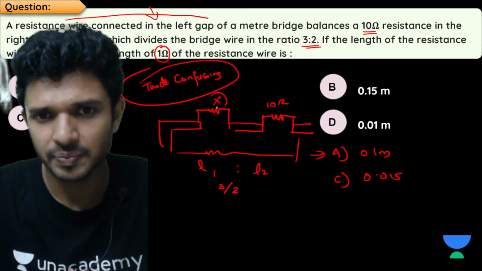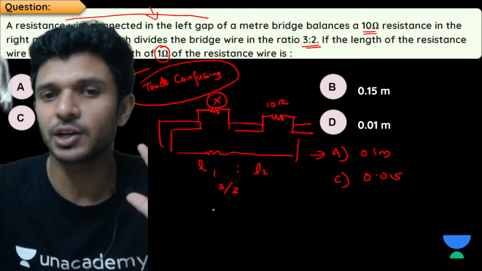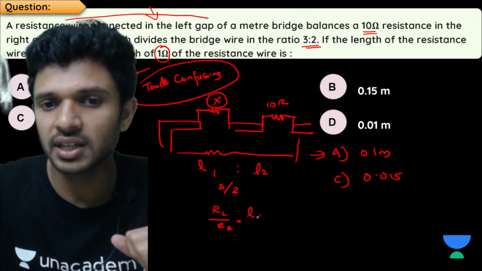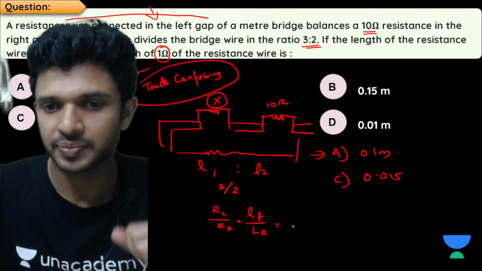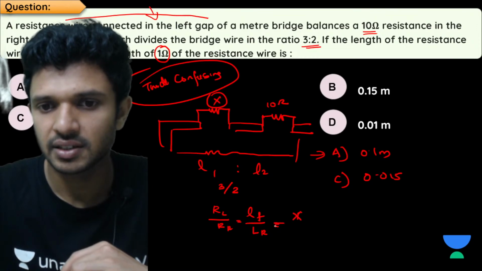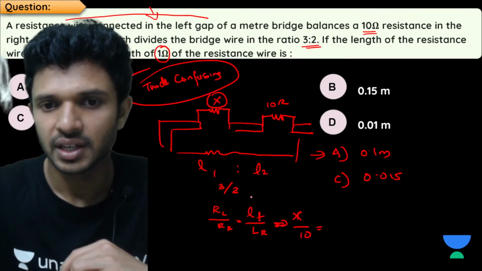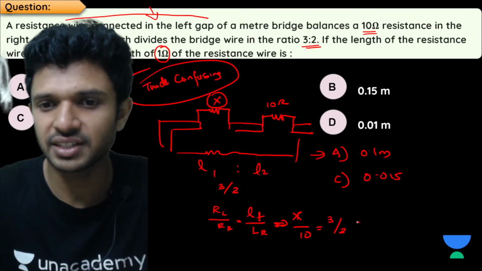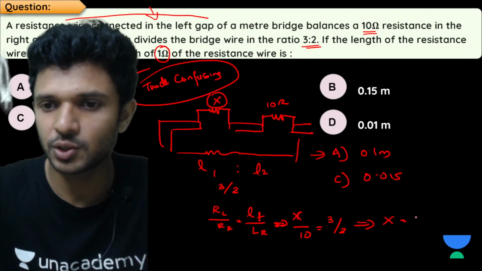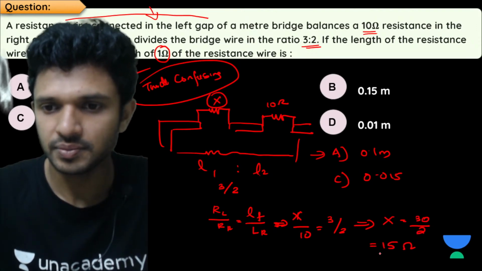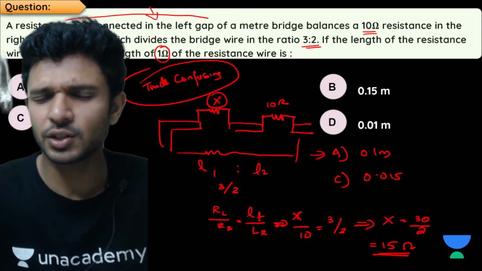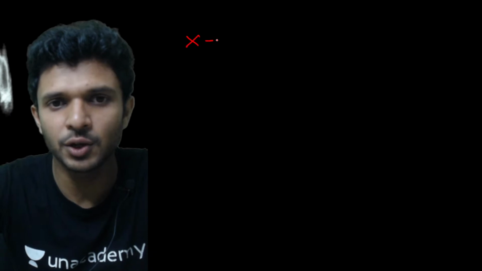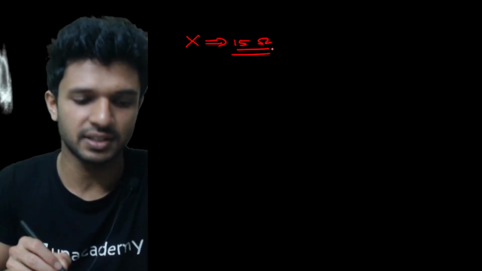All these are given. First, without going into the last part of the question, let us find out this unknown value. What was the formula? Resistance on the left to resistance on the right is equal to length on the left to length on the right. Resistance on the left is X divided by resistance on the right, 10, equals 3/2. The value of X is 3 into 10 by 2, 30/2, which is 15. Is this clear? This is not a big deal at all. Everyone can understand, which means the unknown resistance is 15 ohm.